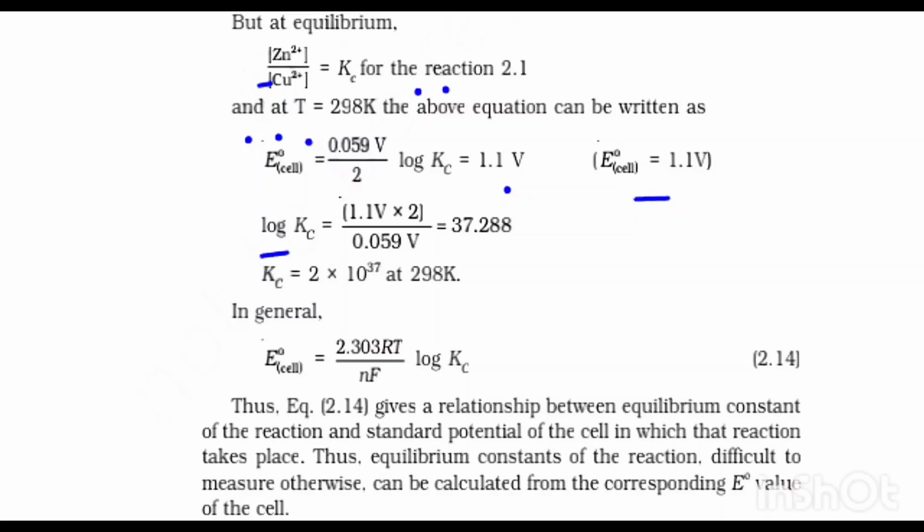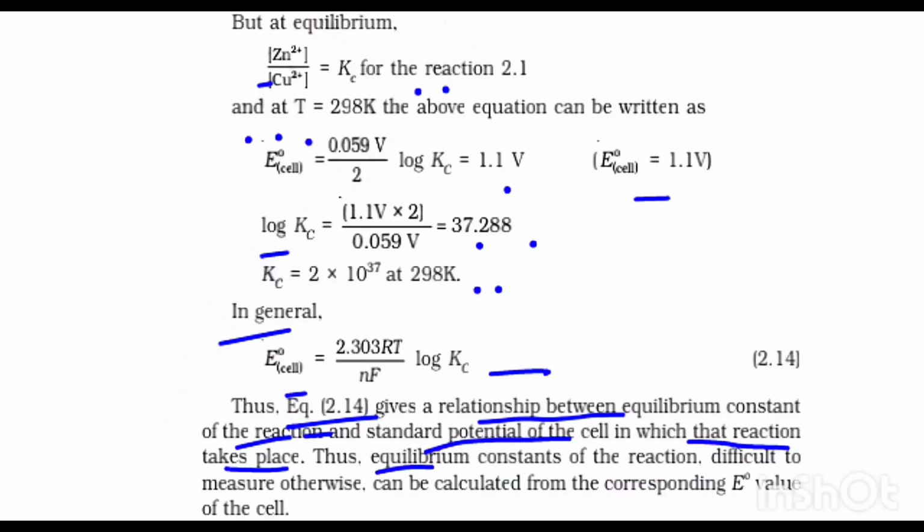Log Kc is equal to 1.1 volt into 2 upon 0.059 volt, which is 37.288. Kc is equal to 2 into 10 to the power 37 at 298 Kelvin. In general, E naught cell is equal to 2.303 RT by nF log Kc. Thus, equation 2.14 gives the relationship between the equilibrium constant of the reaction and the standard potential of the cell in which the reaction takes place. Thus, where the equilibrium constant of a reaction is difficult to measure, we can calculate it from the corresponding E naught value of the cell.